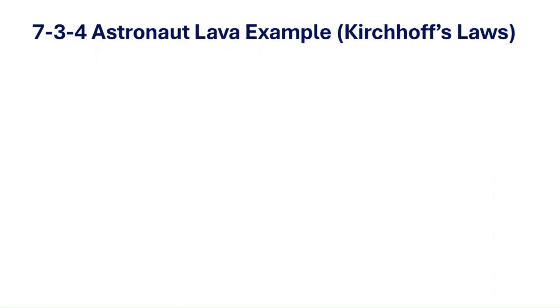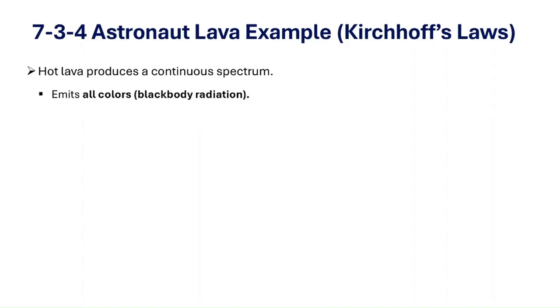Now, Kirchhoff's three laws can feel abstract when we only talk about stars and nebulae. So, let's imagine an astronaut observing something more familiar, a lava flow on Earth. So, lava gives us the perfect everyday demonstration of all three spectral laws. First, the lava itself is a hot, dense object. So, according to Kirchhoff's first law, it produces a continuous spectrum, a smooth rainbow of colors. And that's because hot dense matter emits light at all wavelengths.